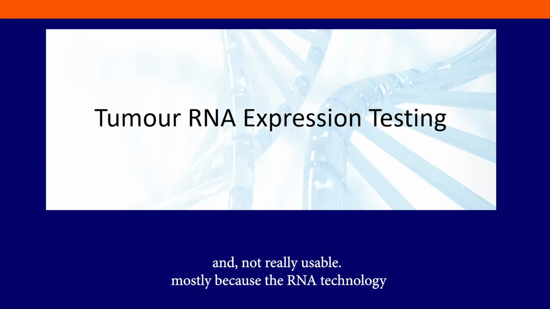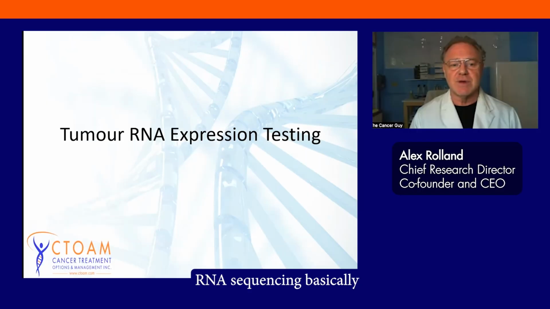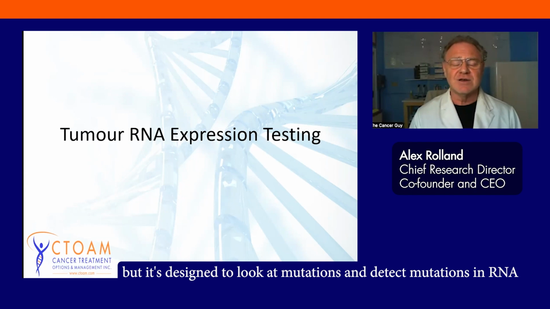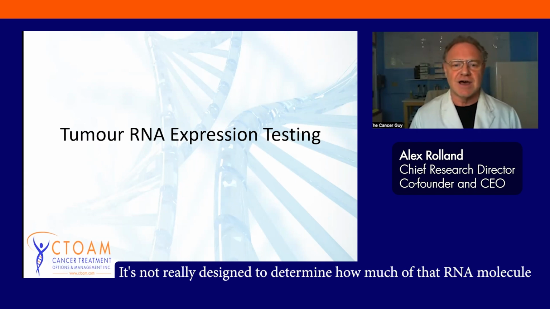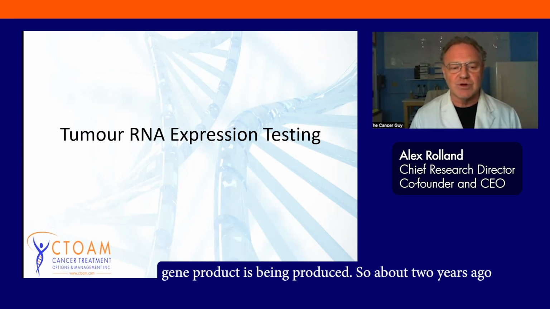Mostly because the RNA technology has been based on a tool called RNA sequencing. RNA sequencing basically was designed to look at mutations in DNA. They applied it to RNA, but really it's designed to detect mutations in RNA. It's not really designed to determine how much of that RNA molecule is expressed or not, in other words, how much of that gene product is being produced.